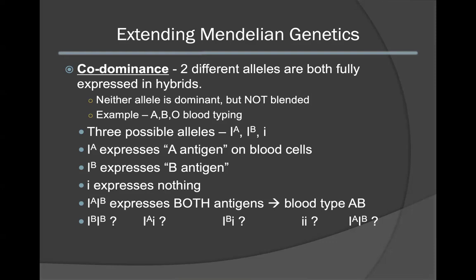However, if you have blood type AB, this is the codominant state, meaning that you have IA and IB and you express both antigens on your cell. There's only one way to have blood type AB. Your genotype would have to be IA IB.